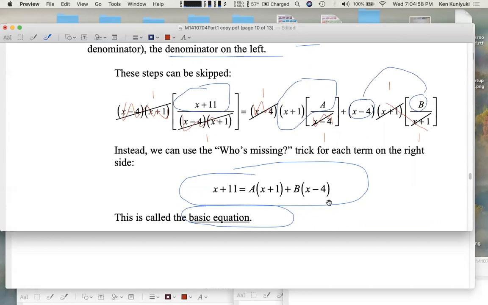So then our basic equation, which again, you're required to write down on homework or exams: x plus 11, which was the numerator on the left side, equals A times the quantity x plus 1, plus B times the quantity x minus 4. And that's called the basic equation. It's going to be a polynomial in x and the unknowns.